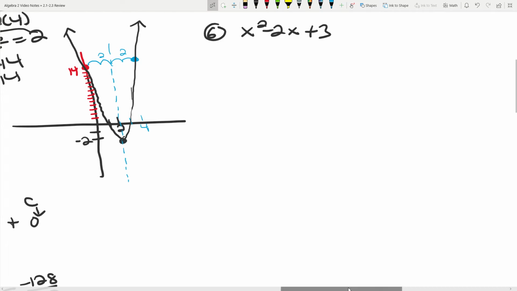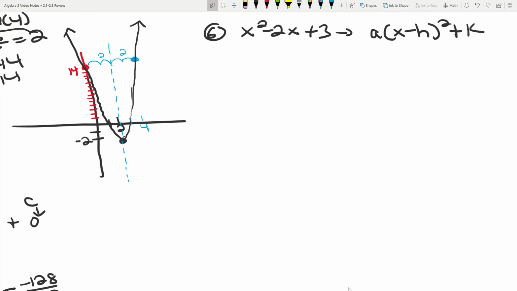Okay, so remember that vertex form. We want to convert this to f of x equals a times (x minus h) squared plus k. So let me write the f of x here. We want to convert that to f of x equals that. So we automatically know that a is 1, so that takes care of this guy. So we need to find h and k. How do we find that? Well, we did it earlier.